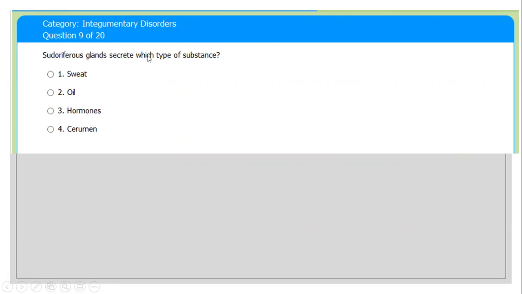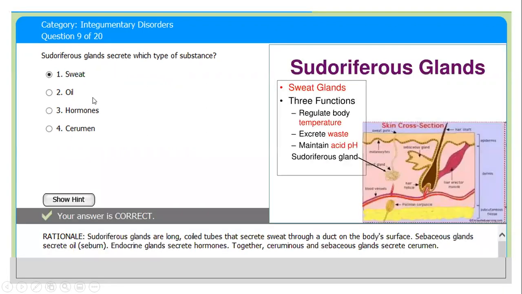Sudoriferous glands secrete which type of substance? Sudoriferous glands means sweat glands, the other name for sweat glands. The options: sweat, sebum, hormones, or cerumen. The correct answer is sweat. The function of these glands is to regulate body temperature, excrete waste products, and maintain acid pH.